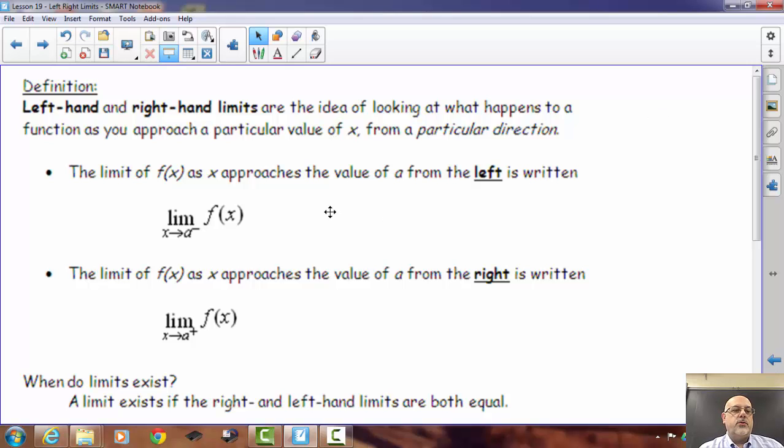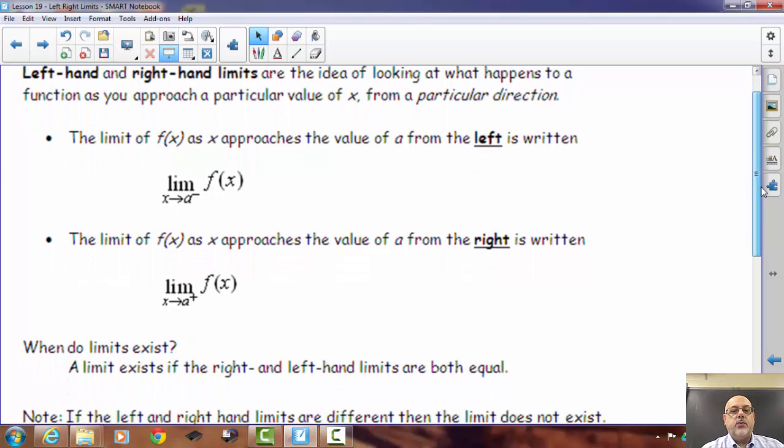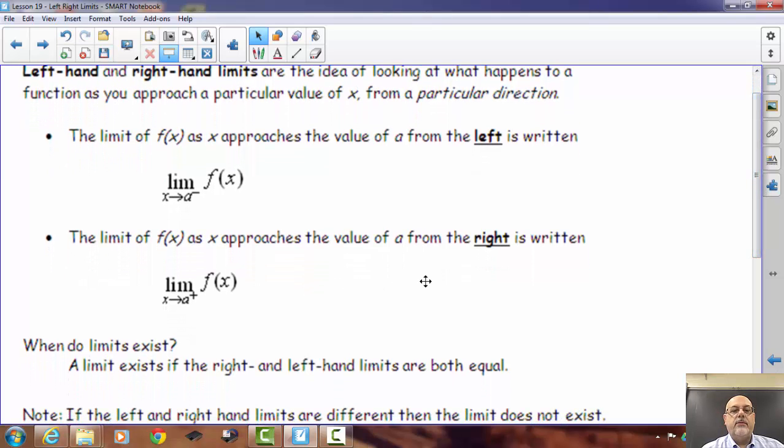In this first example, the limit of f of x as x approaches a, whatever x is, from the left. See the negative sign? That means you're approaching from negative territory, so you're approaching left to right. The next one is approaching a value of a from the right, and that's written with a plus sign after the value of x. So we're approaching from positive territory, right to left.